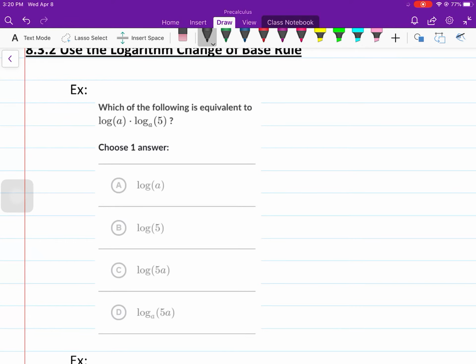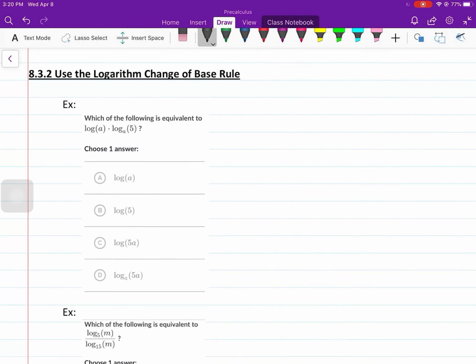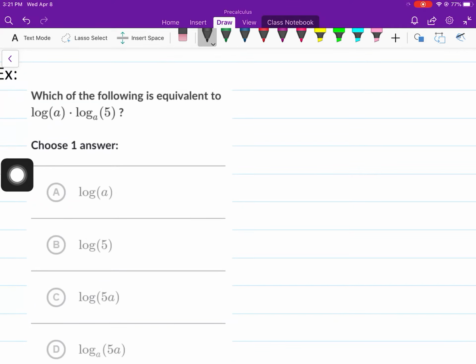It's time to get a little bit more complex with this change of base formula, and these problems are a little bit more fun. So let's take a look at this. We have log of a times log base a of 5. So what's going to happen with this? So let's write it over here.